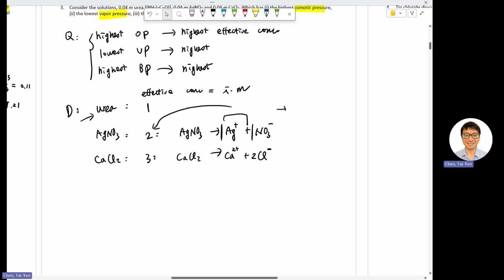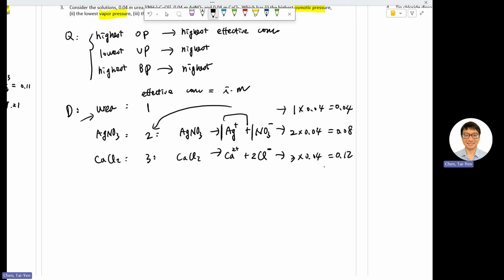So once you know this, then you can calculate your effective concentration. This is 1 times 0.04, still gives you 0.04. This will be 2 times 0.04, that gives you 0.08. This will be 3 times 0.04, that gives you 0.12. So from here, you should be able to see that the CaCl2 is the one that has the highest effective concentration. Therefore that will be the answer for all three.